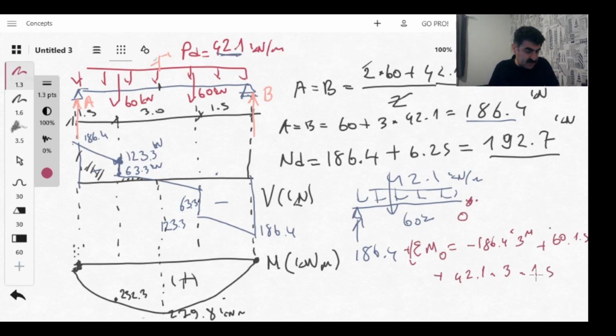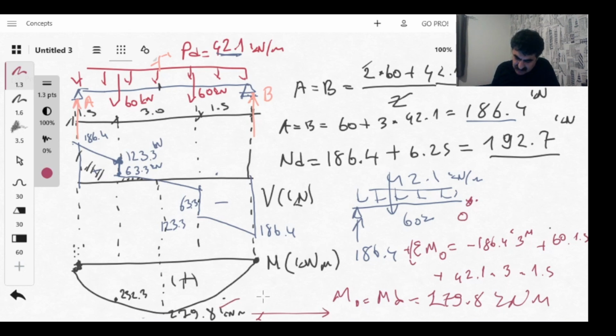If you do the calculation from the free body diagram, you will find M0, which is MD, 279.8 kilonewton meters, which is the same value. This is our MD design value. So we calculated the design axial load, and we calculated the design moment in the beam. Now we can go to section B.